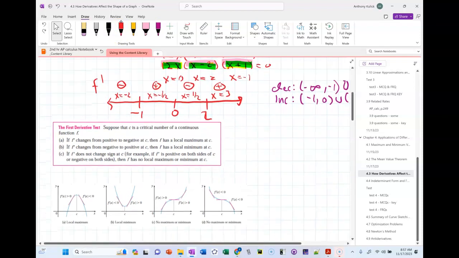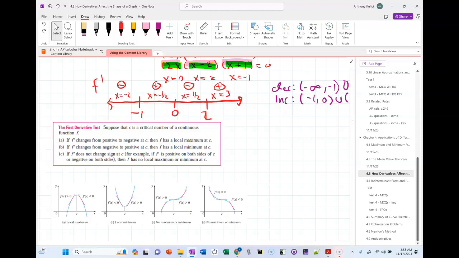That leads us to what we'll call the first derivative test. This is the foundation for it. Suppose that c is a critical number of the continuous function f. Remember, critical numbers can be where the derivative is 0 or where it doesn't exist. So the two possibilities for critical numbers are where the derivative is 0 or where it doesn't exist. Have to be careful about the does-not-exists. We forget about those all the time. I do too.